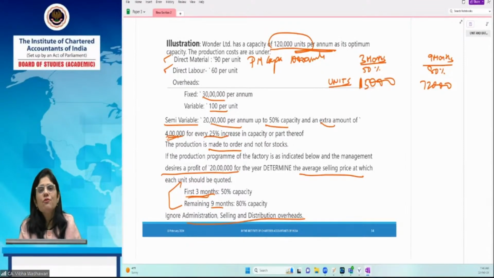You first have to do it proportionately. Don't directly take 50% and 80% of 1,20,000. You just make it proportionate first. Clear? So now we have the units with us.